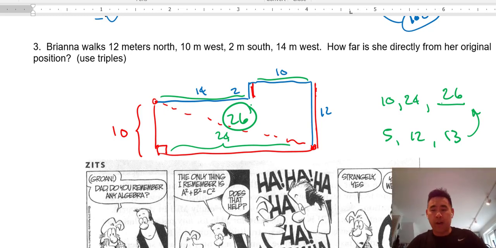Okay, so hopefully you'll find Pythagorean triples to be useful. I think you'll see it the rest of the school year in various places, and so don't be afraid to use that whenever you see one. Okay, good luck with it.